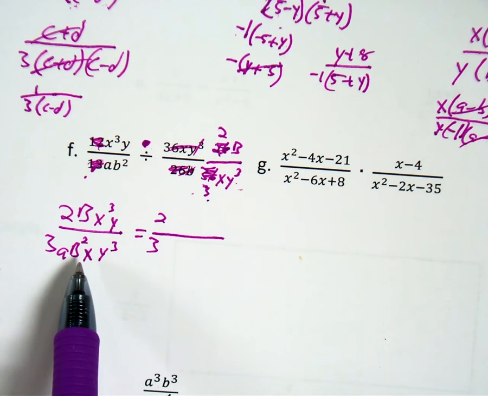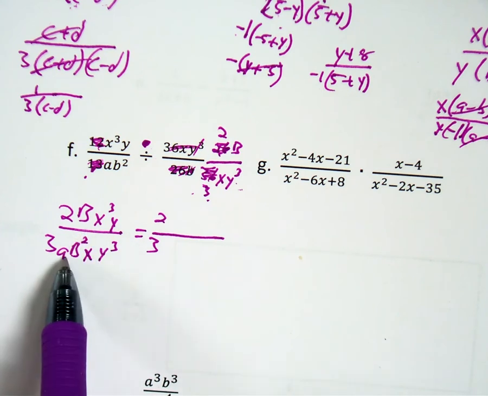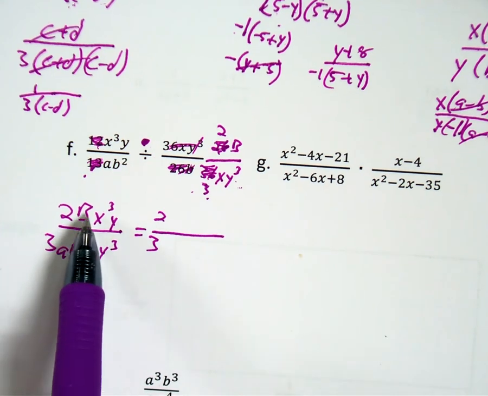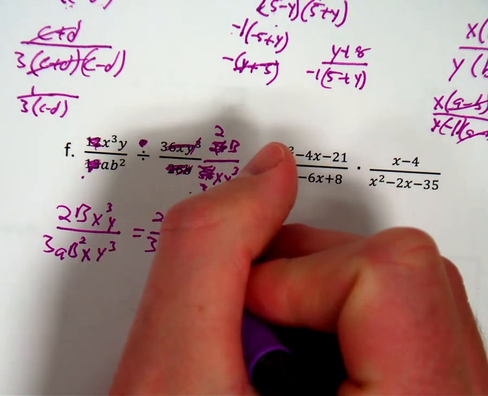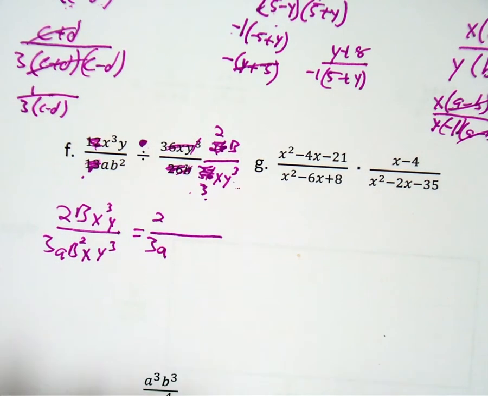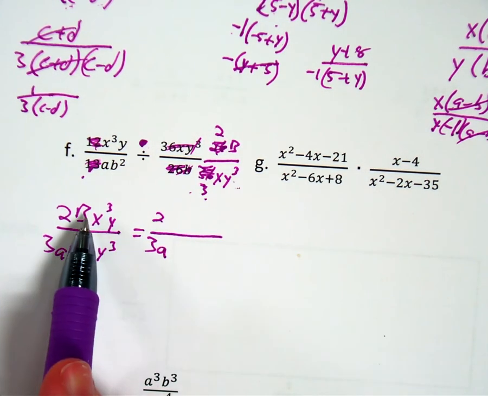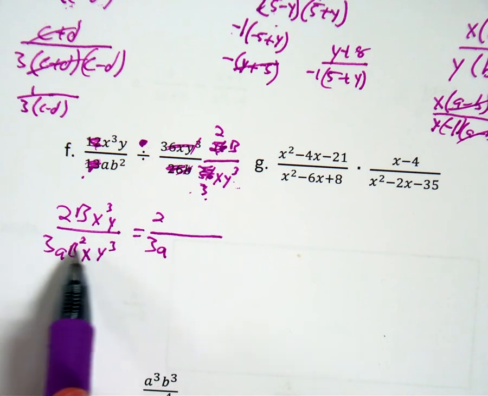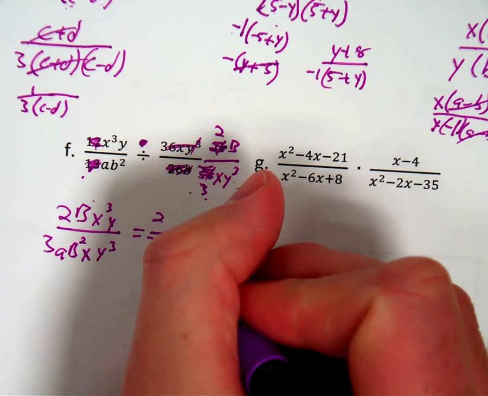As far as the a's go, I got a to the 1st on the bottom. I don't have any a's on the top, so a to the 1st on the bottom it is. I got a b on the top. I got b squared on the bottom. The bottom one's bigger, so 2 minus 1 is going to be b to the 1st on the bottom.